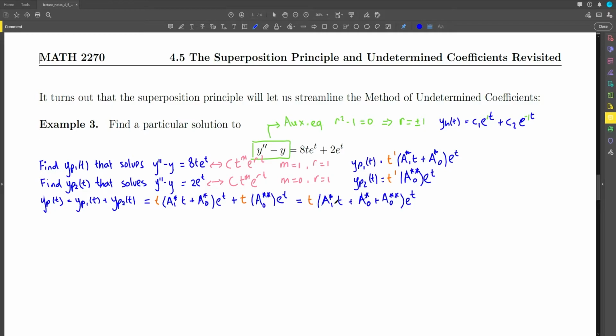Now, we see that this is another constant, and so let's simplify that a little bit. And we get that this is t times, and let's just call this a1t plus a naught e to the power t. So I'll just call this a1, and I'll call this a naught.